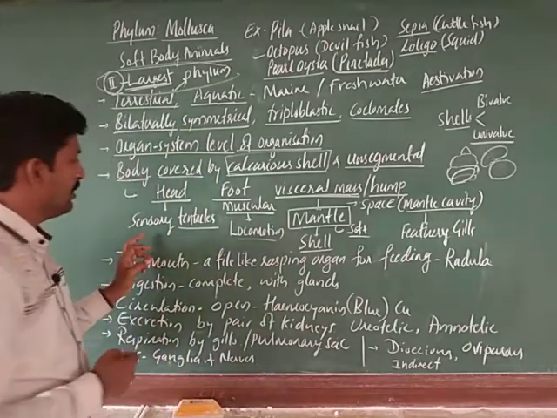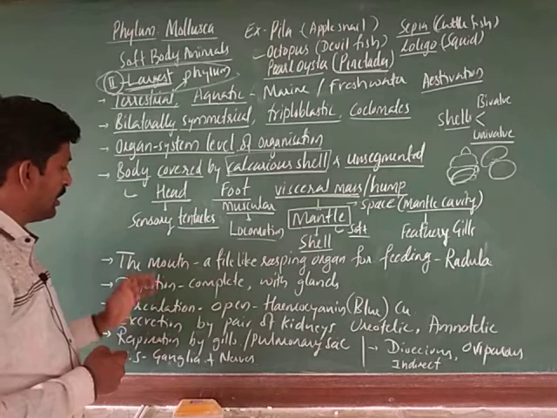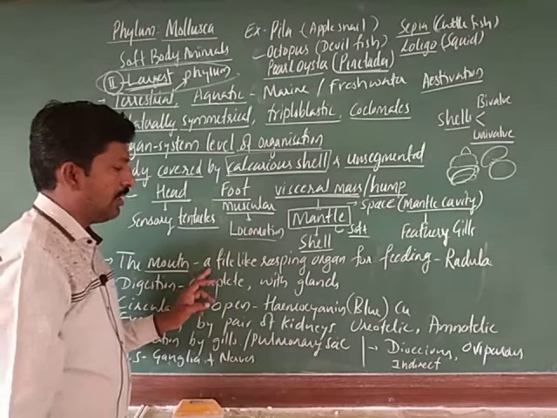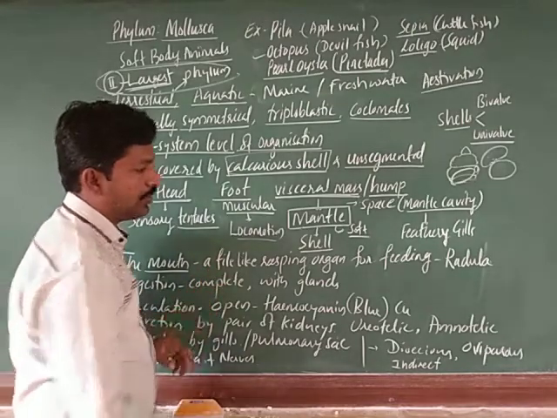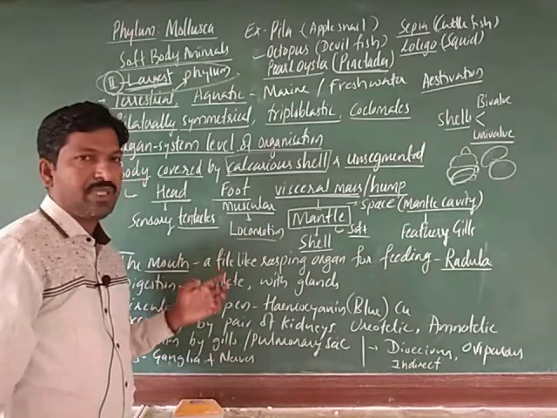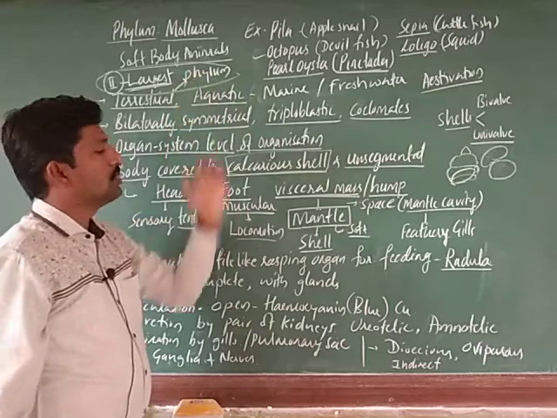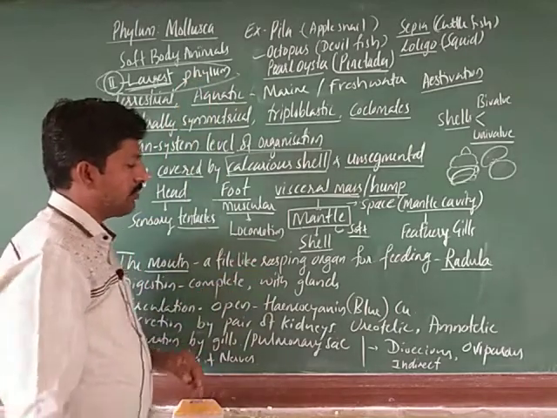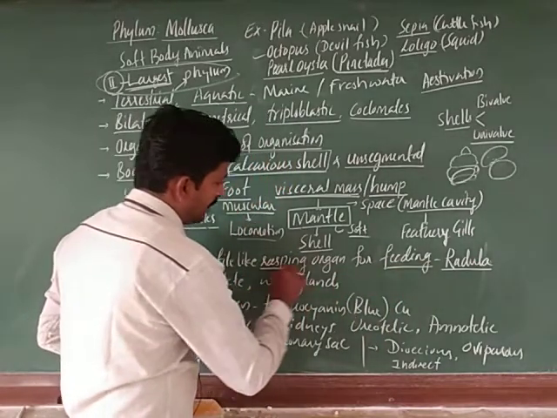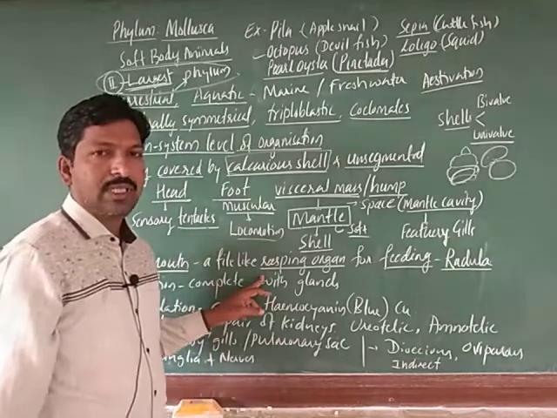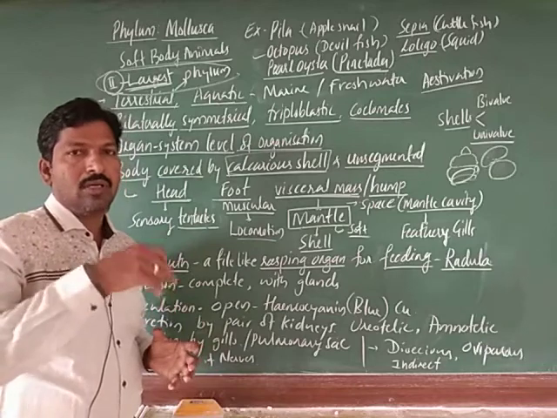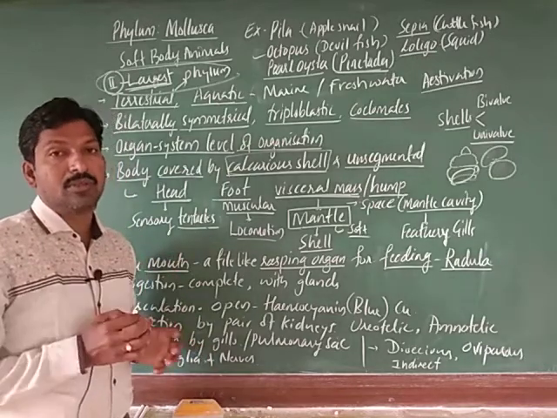Next, there are some other features related to the mouth. The mouth has a special structure called the radula. The radula is an important property of the phylum Mollusca. That is the feeding structure, or feeding organ, which we also call the rasping organ. Rasping organs are nothing but a file or row of teeth-like structures around the mouth.